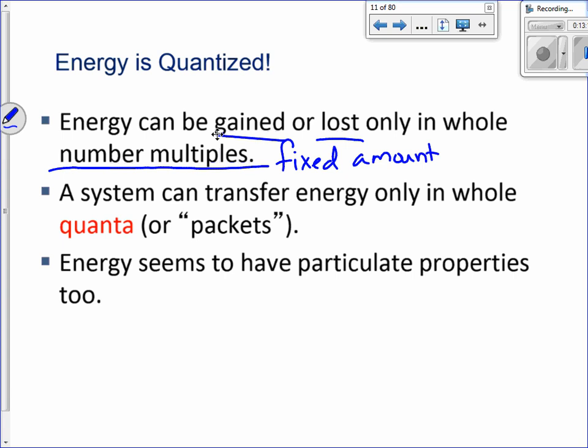And we'll get to it later, but it does seem to have particulate properties too, meaning the behavior of particles. So that's what we're talking about when we say something's quantized. It has this fixed amount. It evolves in a whole number of multiples. It's like a staircase. Energy is absorbed like the idea of stairs.